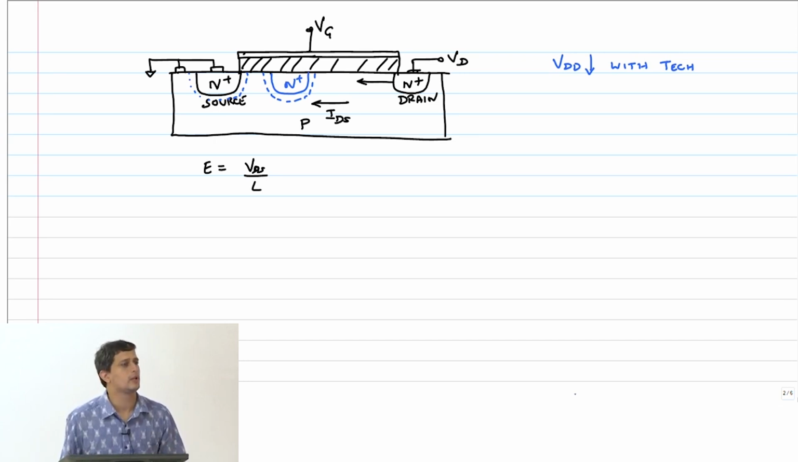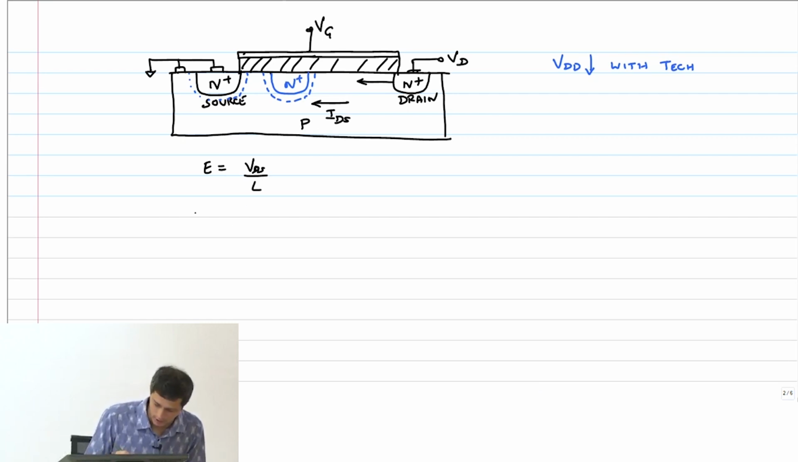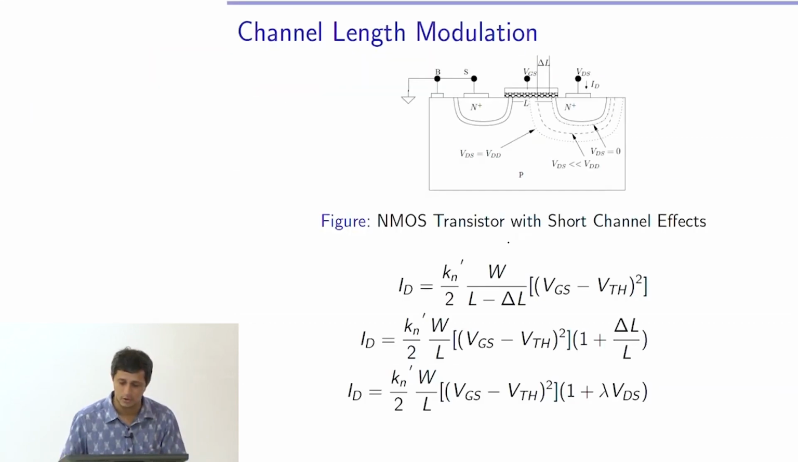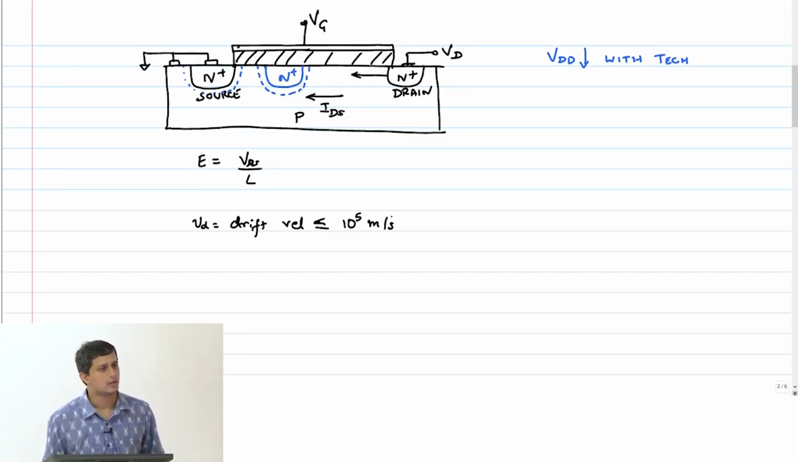Now, in spite of dropping the VDD, it turns out that there is only a maximum drift velocity that these electrons can attain in this lattice. The drift velocity Vd is about 10 power 5 meter per second. Let me check that number. Okay, the velocity cannot go higher than this. Why is this? Because there are atoms and a lot of things to collide with, so it cannot accelerate beyond this. We just have to take this as a fact.